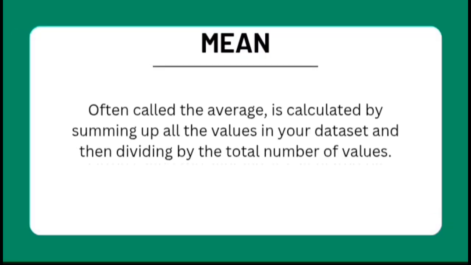First is the mean. The mean, often called the average, is calculated by summing up all the values in your dataset and then dividing by the total number of values. It's simple to calculate but sensitive to outliers, extremely high or low values that can skew the result.